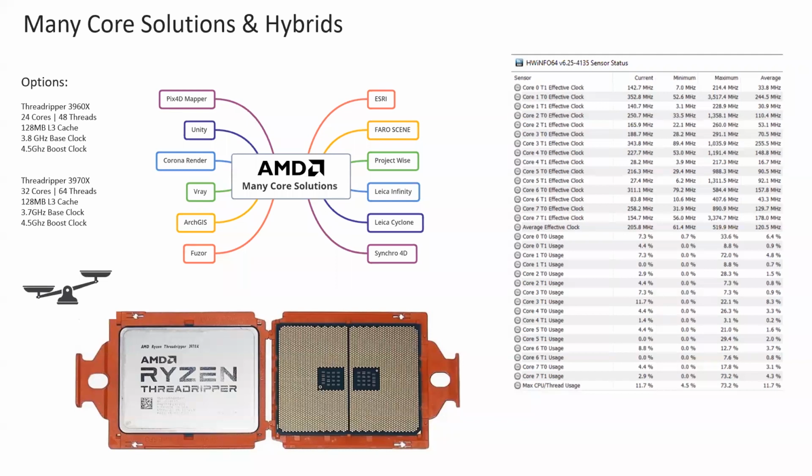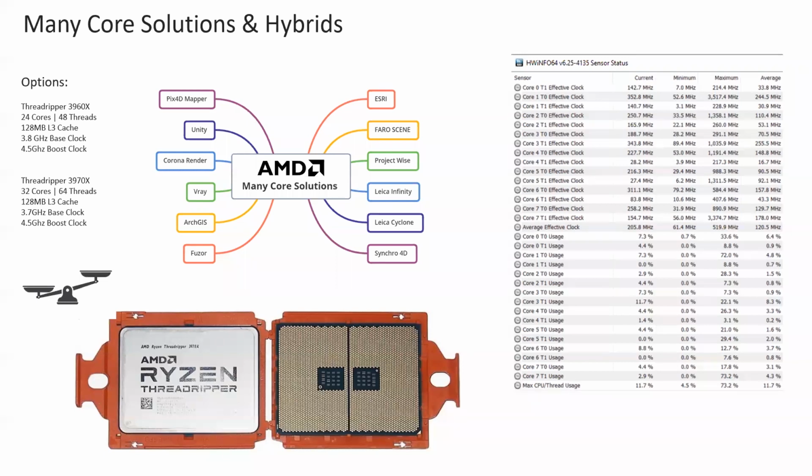I didn't even put the 64 core on here because we've tested all of them. And the 64 core, you lose so much clock speed that it doesn't make a whole lot of sense for our customers. The 64 core ends up running about 2.4 gigahertz. And if you try to do Revit with a 64 core processor, it's abysmal.